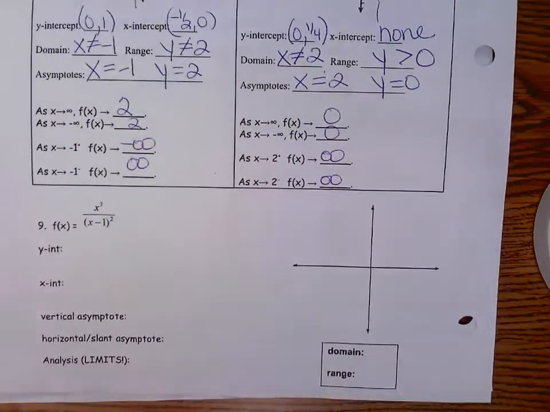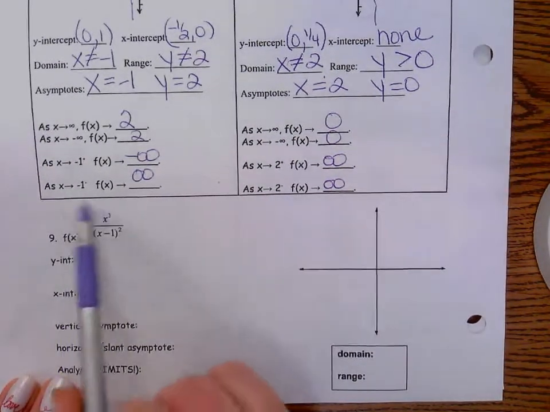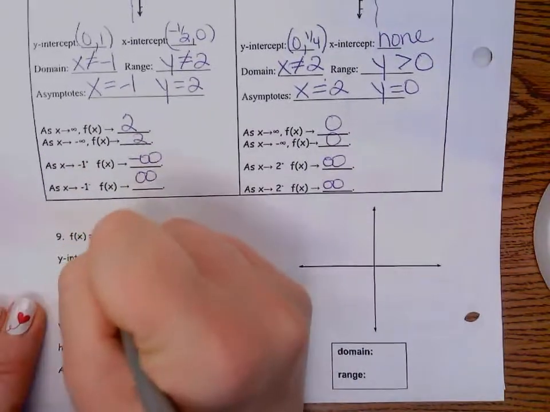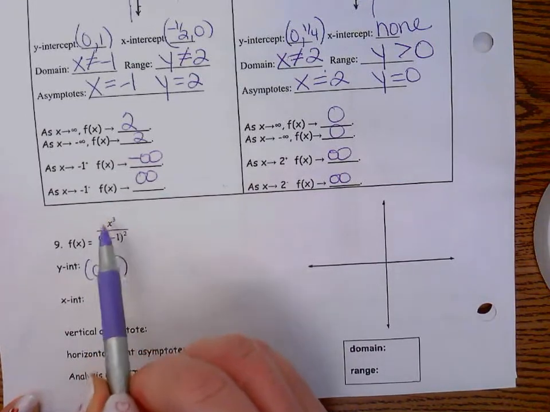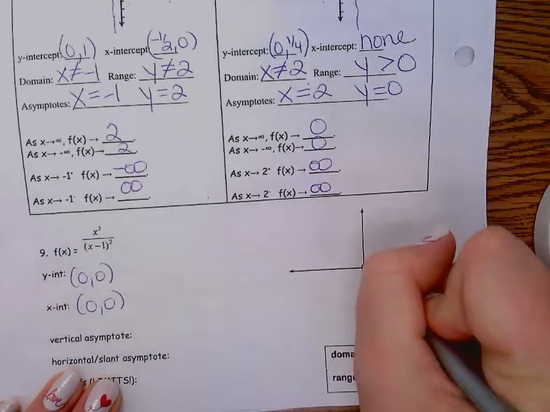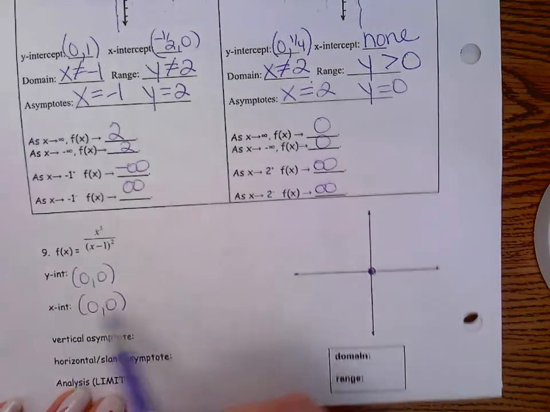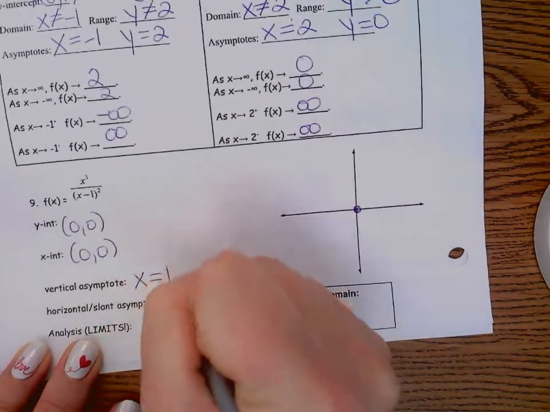So last but not least, we can do this the same way, right? So my y-intercept, plug in 0, I would get 0 divided by 1 is 0. The x-intercept, where is the numerator 0 when x is 0? So it should make sense that they have to be the same, right? If there's a y-intercept that's 0, 0, there's an x-intercept that's 0, 0. My vertical asymptote is at 1.